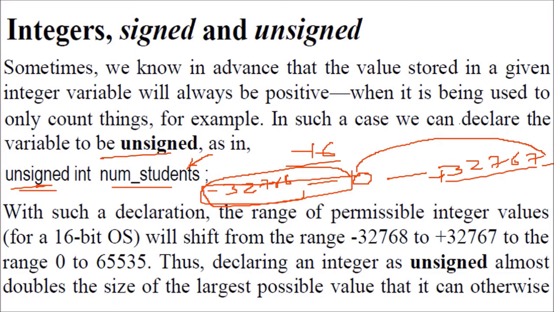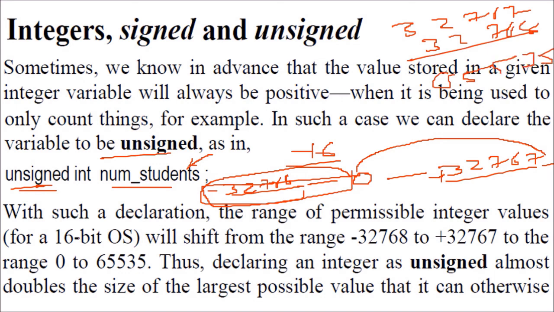So how much does it become? Just add 32767 and 32768. You will get 65535. So this is the range you get, from 0 to 65535. So if you declare an unsigned, you are increasing your range. So declaring an integer as unsigned will double the size of the largest possible value otherwise.